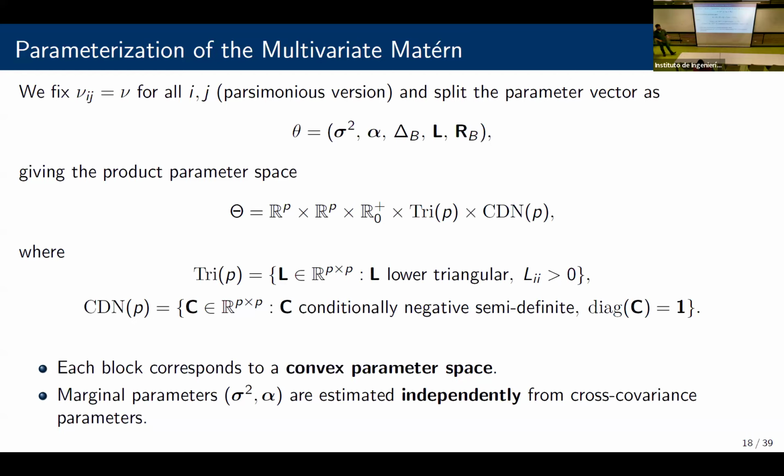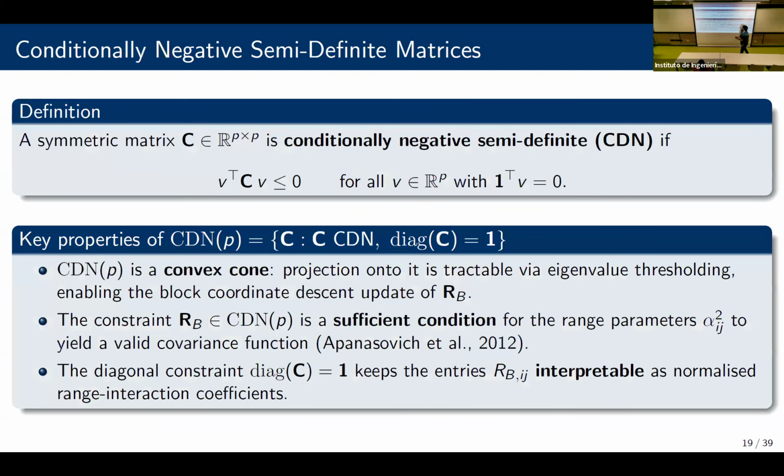Delta will be a strictly positive term. We didn't parameterize this one because we are interested in seeing whether it is zero or not. And L is a lower triangular matrix with positive terms on the diagonal. And R is a matrix which should be conditionally negative semi-definite, which means that it is like minus a positive semi-definite matrix, plus a constraint. Conditionally negative semi-definite is basically a matrix that is minus semi-definite, but where I have to sum to one.